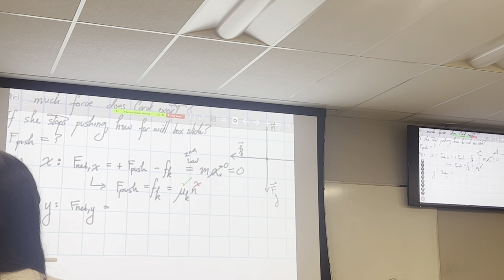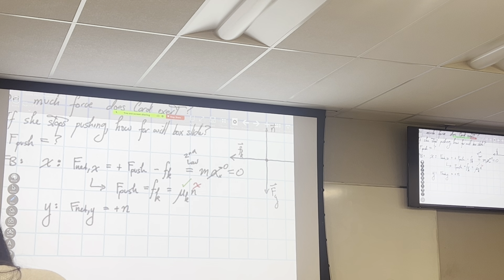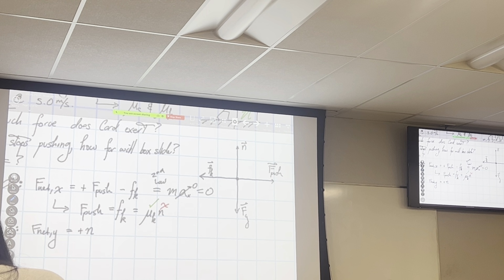The force balance tells us that we have positive normal force, so that's plus N, in the upward direction. And we have force of gravity acting in the negative y direction. And Newton's second law tells us that this has to equal mass times the acceleration in the y direction.